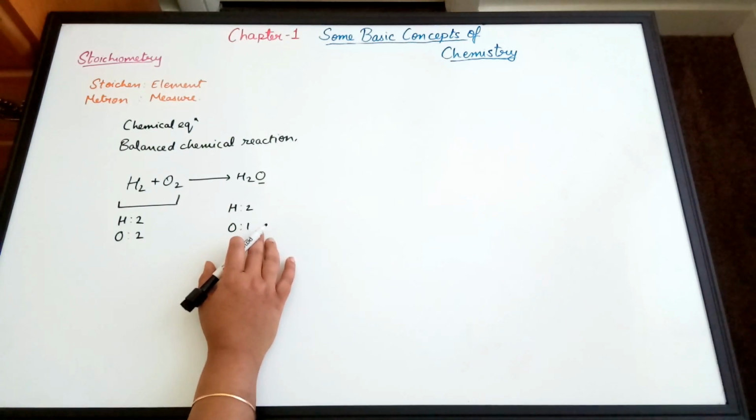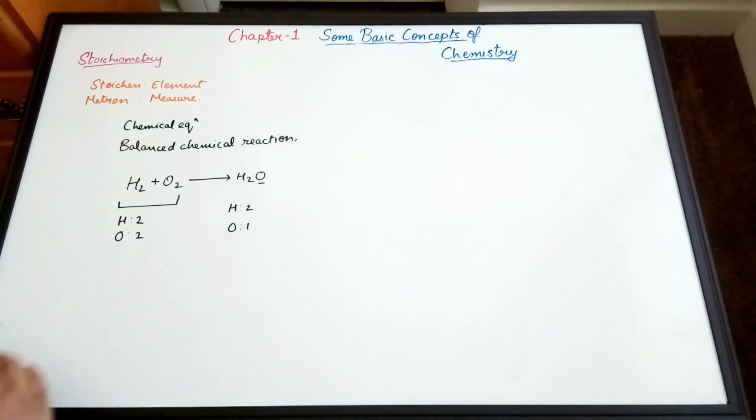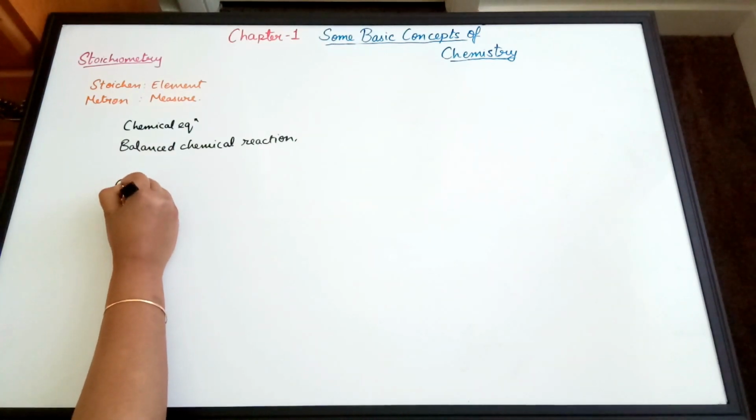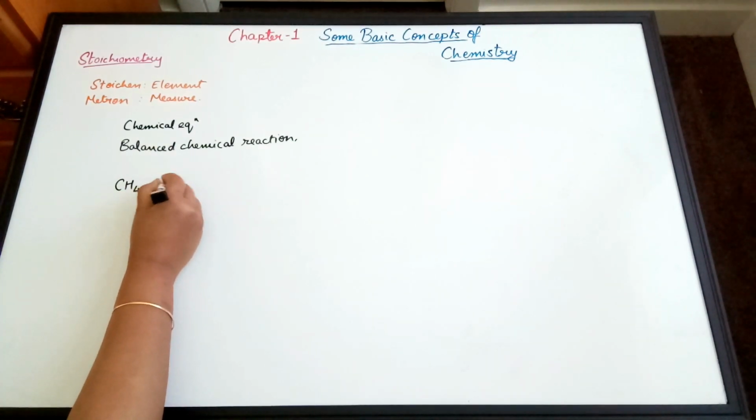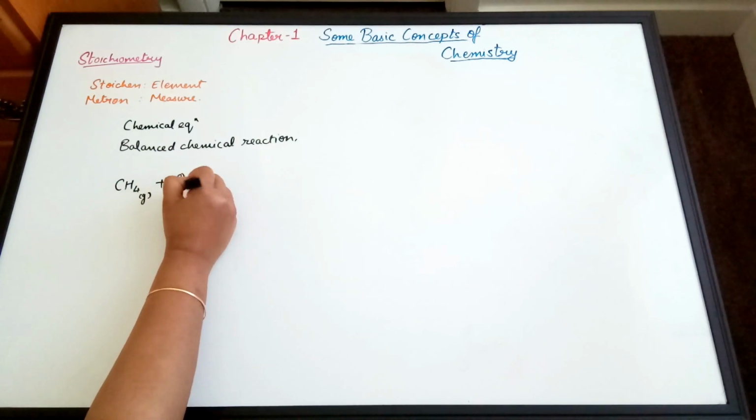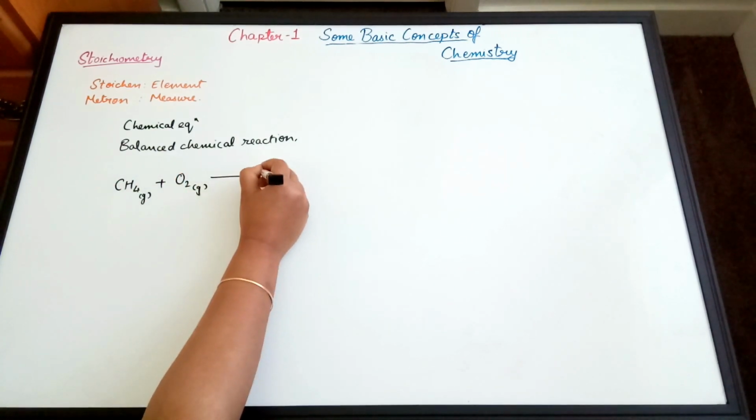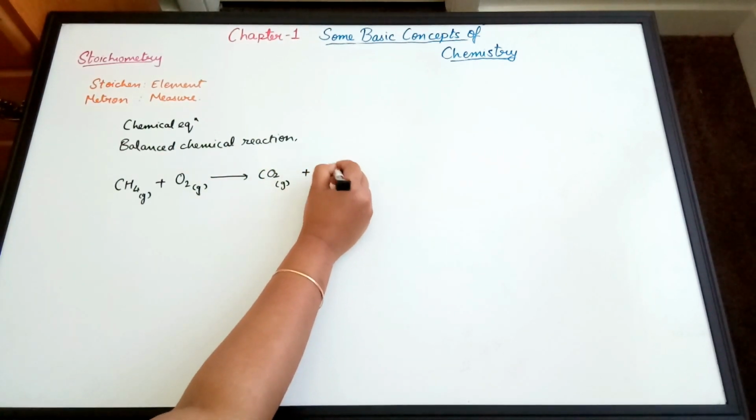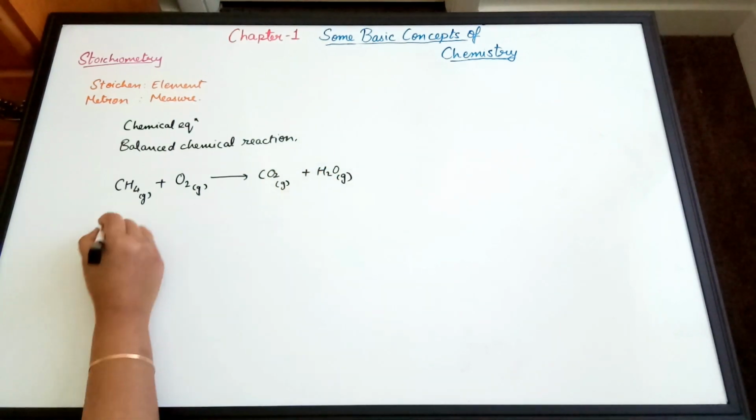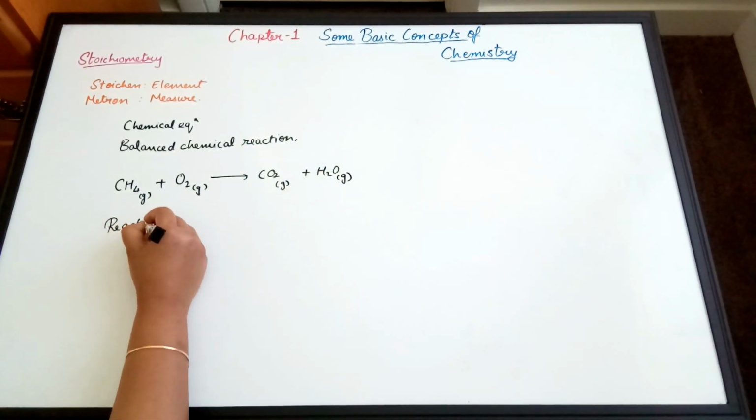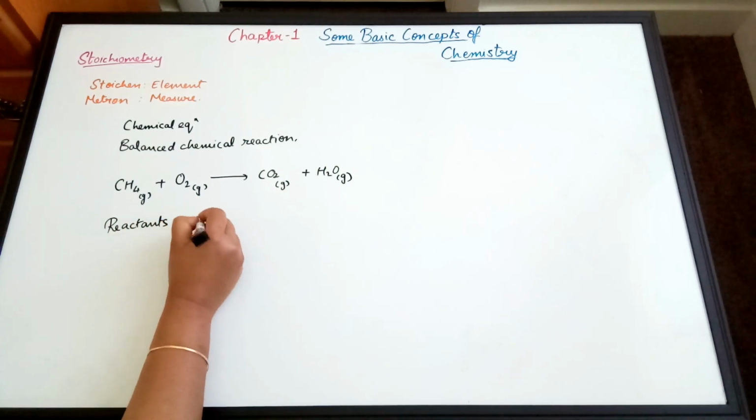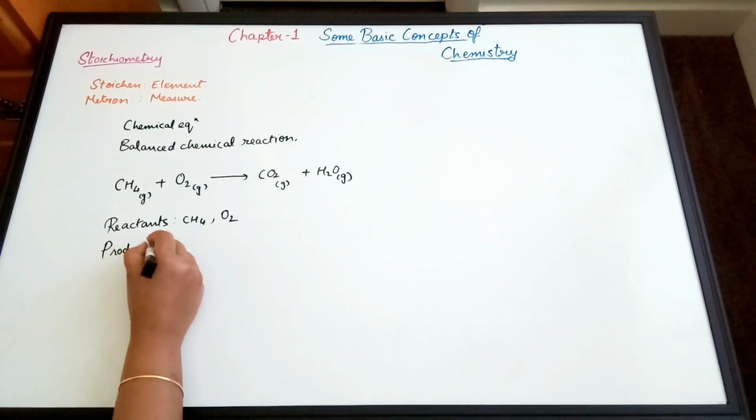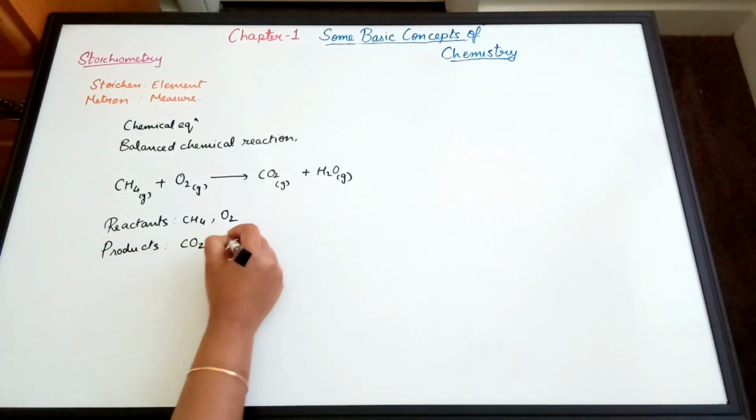Not only that, let's take another example. I will get back to this. CH4, that is methane, reacts with oxygen to give rise to carbon dioxide and water. So our reactants are CH4, methane, and oxygen, whereas the products are carbon dioxide and water.